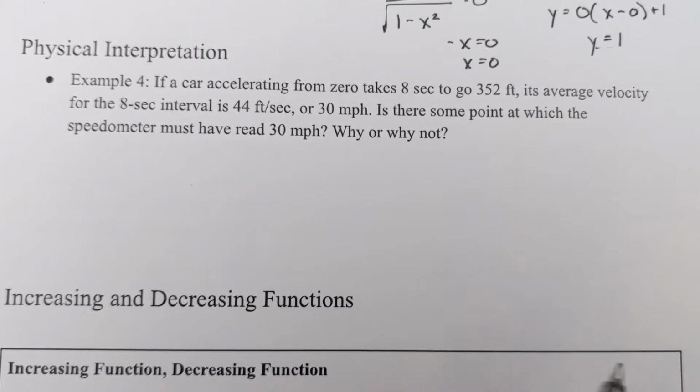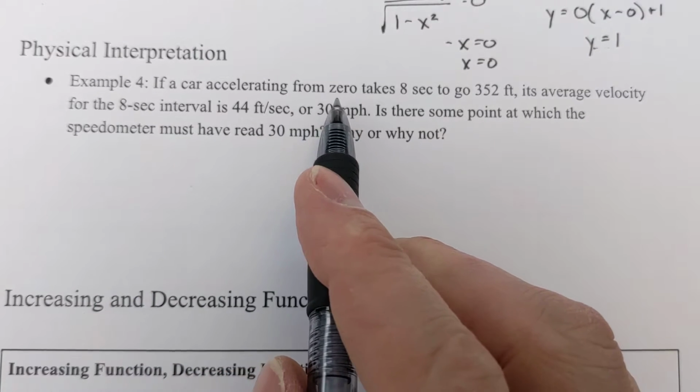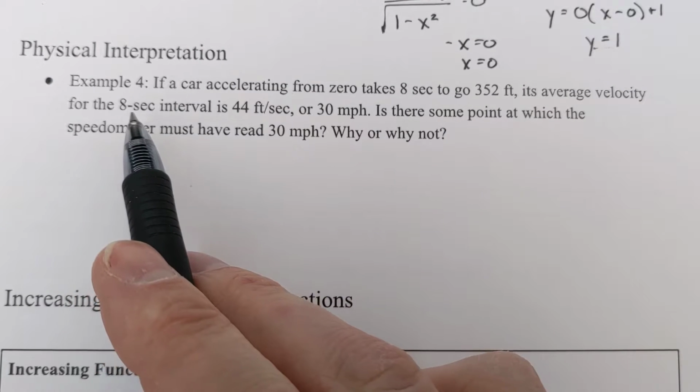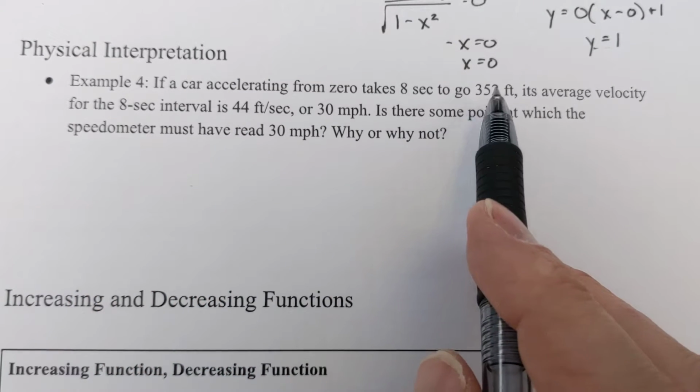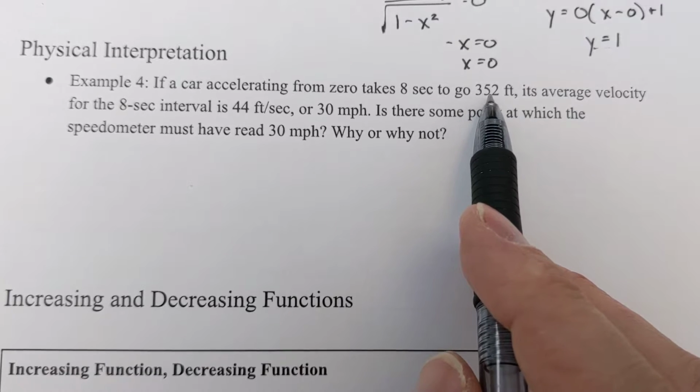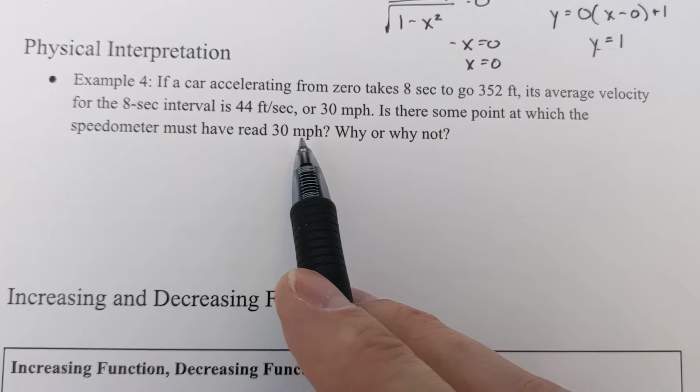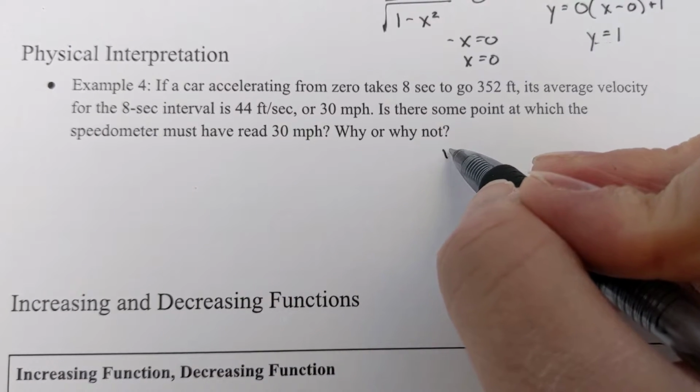Okay, so example 4 says if a car accelerates from zero and takes 8 seconds to go 352 feet, its average velocity for the 8 seconds is 44 feet per second, so that's 352 divided by 8. Is there some point at which the speedometer must have read 30 miles per hour? Yes.